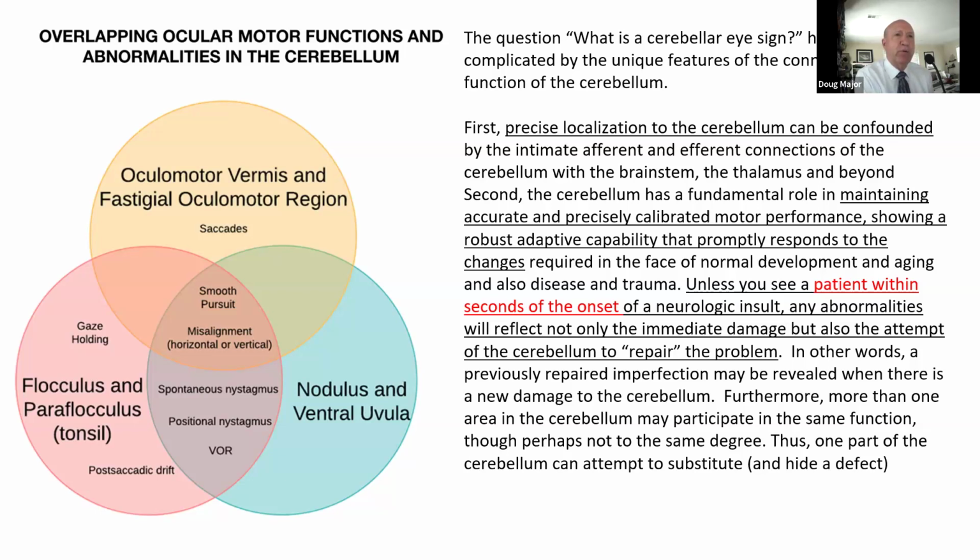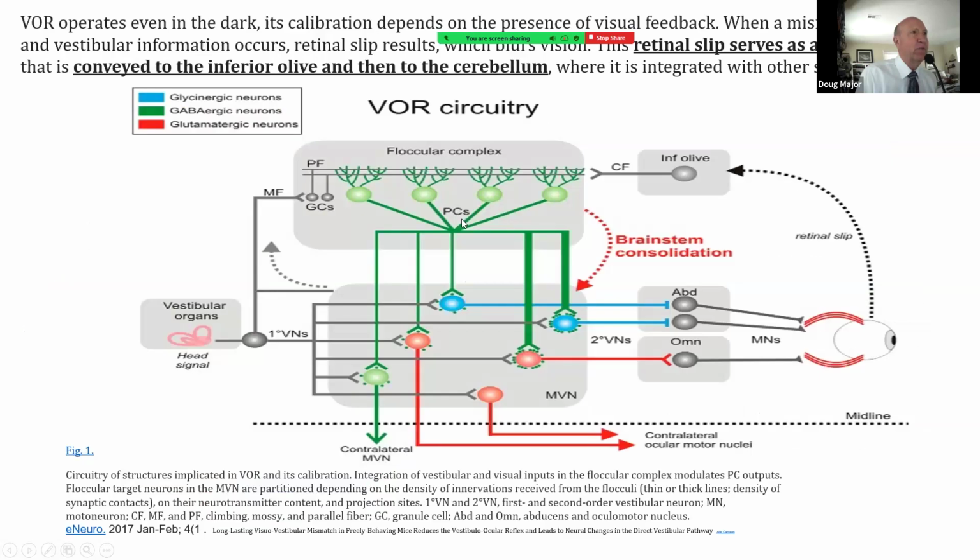And maintaining that accurate performance has this robust adaptive capacity, and it responds to change. And I love this comment: unless you see your patient within seconds of neuronal insult, any abnormality will affect not only the immediate damage, but the attempt of the cerebellum to repair it. The cerebellum within seconds attempts to repair things. What a great system to understand and utilize and exploit in our therapies.